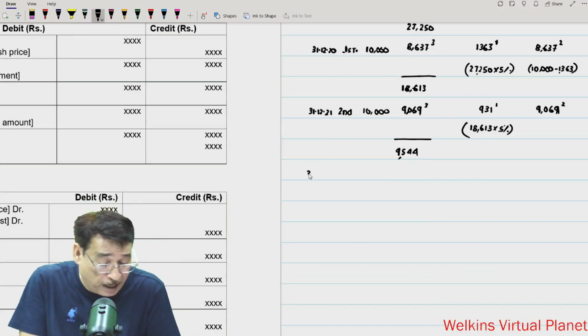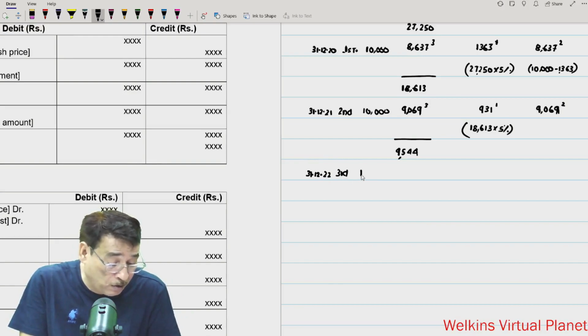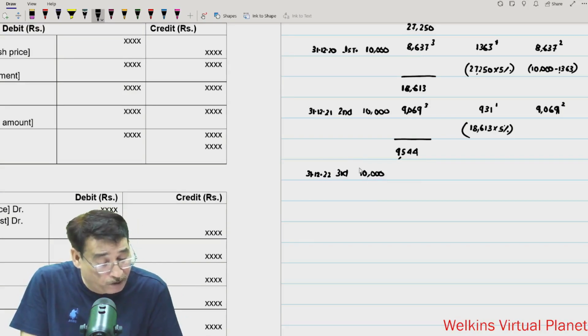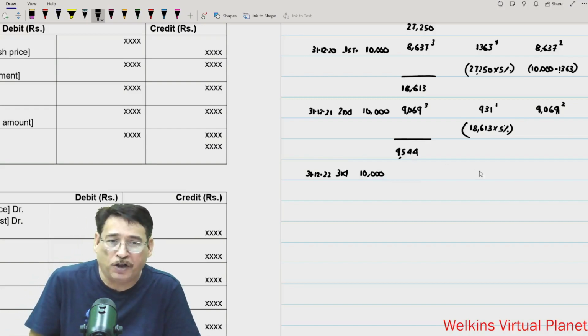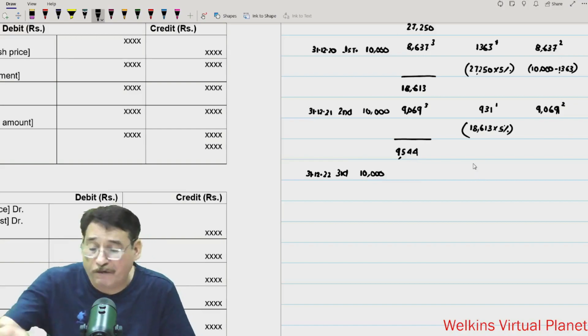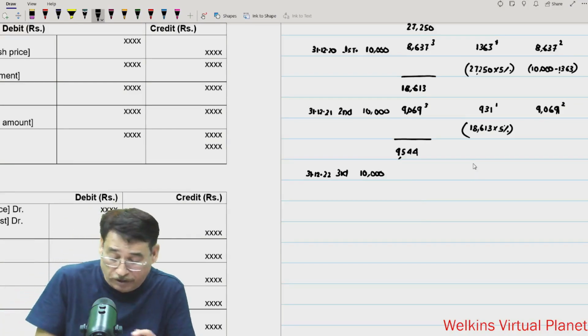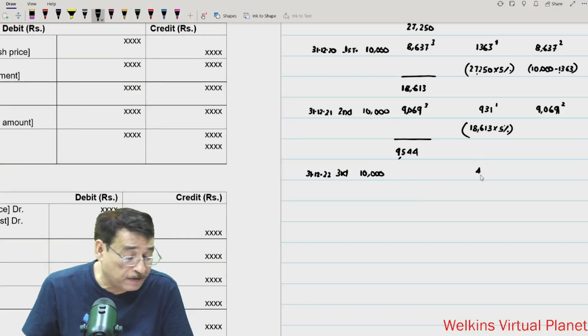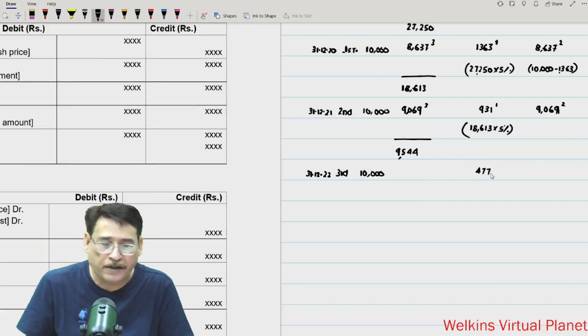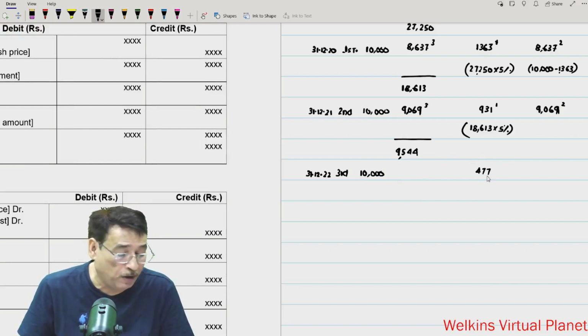Now try to understand another important aspect. You will reach the end of the third and final year, because the third installment is your last installment. So in the third year, you write here 10,000. Now in the third year, don't compute interest immediately. Suppose I compute the interest, 9,544 into 5%, that will be equal to 477 near about. Just think, don't write it at this moment, correct? Because I will have to rub it off.